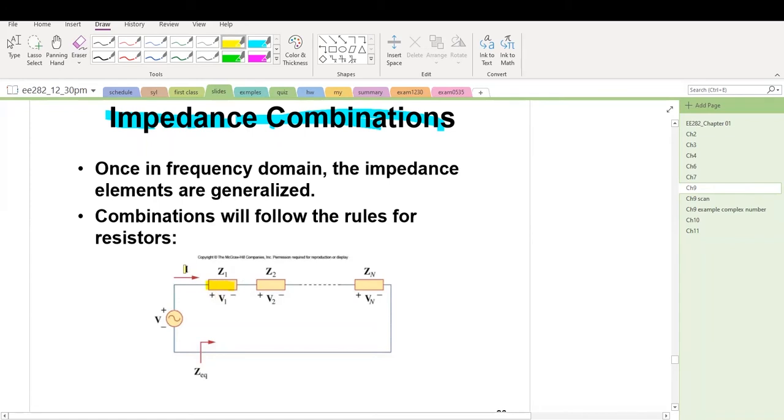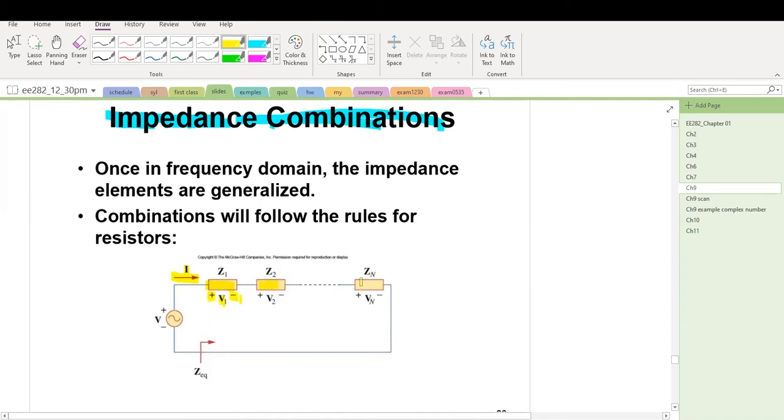Although the voltage and the current are complex numbers, they still need to be defined. So the voltage needs to have its sign defined, and the current needs to have its direction defined. In this case, the direction of the current and the sign of the voltage follow the passive sign convention.